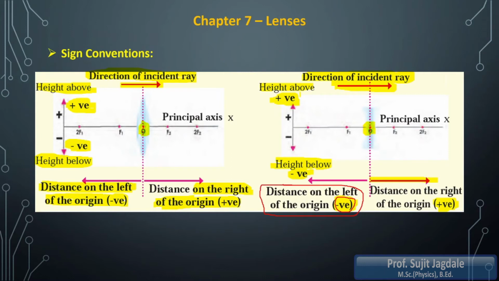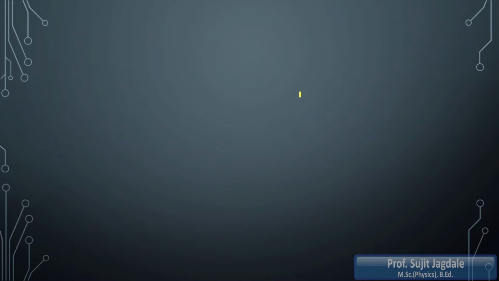So these are the sign conventions which we have to follow while drawing the ray diagram of convex lens, or while solving the examples regarding convex lens or concave lenses. Now we have to consider some formulas regarding the lenses. So the first formula is going to be the lens formula.